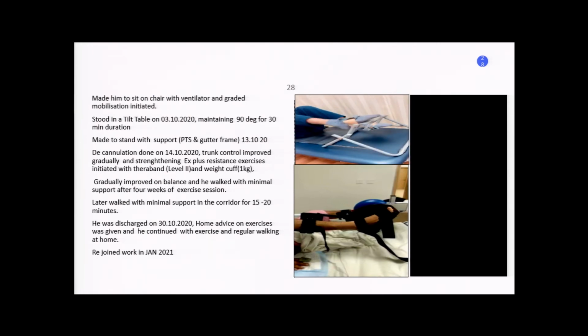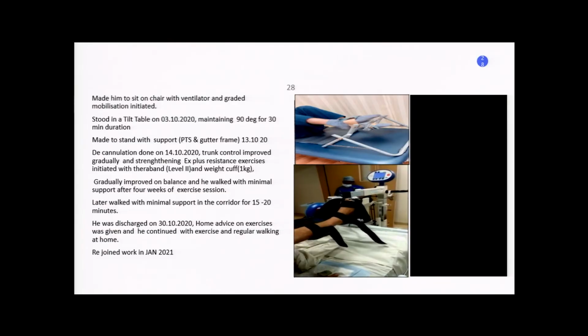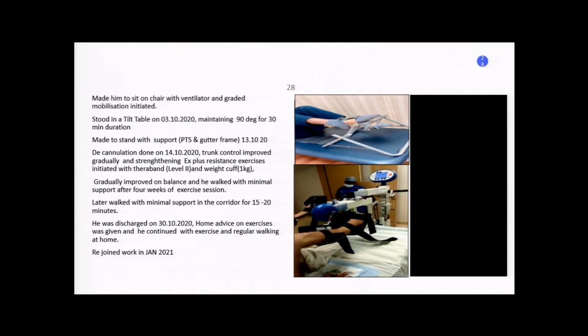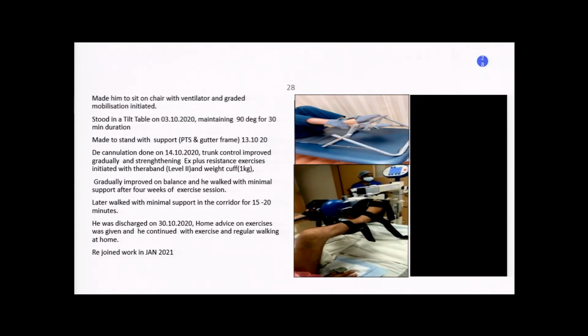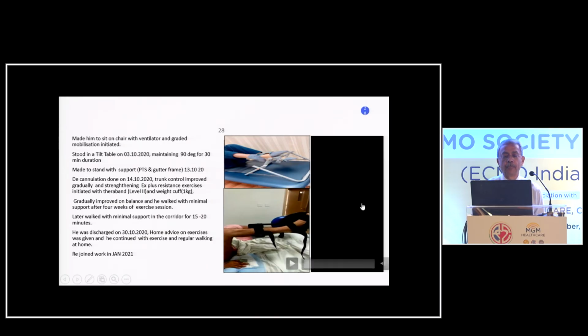Made to stand with support, and a gutter frame with a posterior tubal splint was done. This is the cycle ergometer, and this is the LETTO machine which we are showing. Decannulation was done on the 14th of October, and then he gradually improved on balance, and he walked with minimal support.